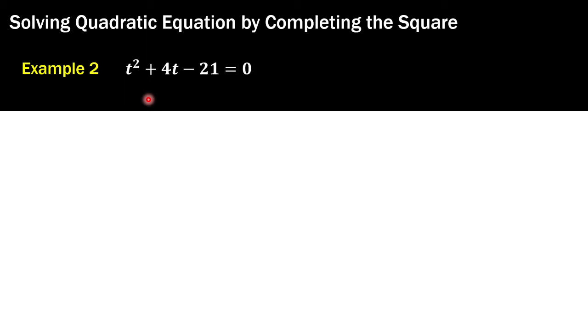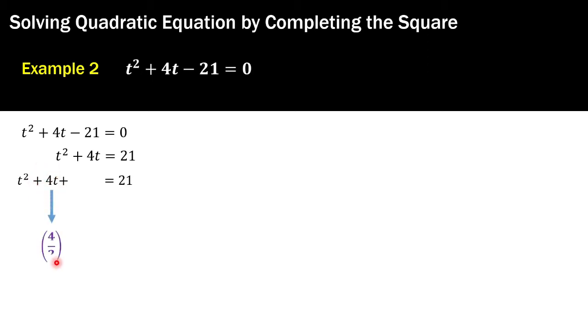For example number 2, the given is t squared plus 4t minus 21 is equal to 0. First, we're going to transpose negative 21 to the right side of the equation, giving us t squared plus 4t is equal to 21. Performing completing the square, we would be getting the coefficient of this term, and that would be 4 divided by 2 squared. So that is 2 squared is equal to 4. We're now going to add 4 to both sides of our equation.